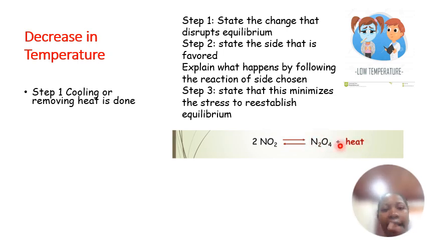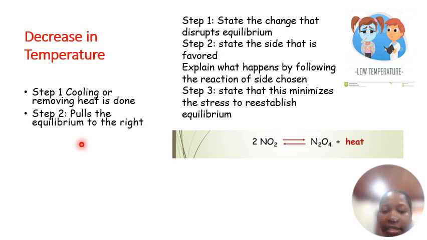Now the next thing you need to do is state which side is favored. So let's put that there. It pulls the equilibrium to the right. We said that. Then the next thing is you need to tell us what happens during this reaction. During the reaction on the right, or the forward reaction, NO2 produces N2O4 and heat. So heat is being produced.